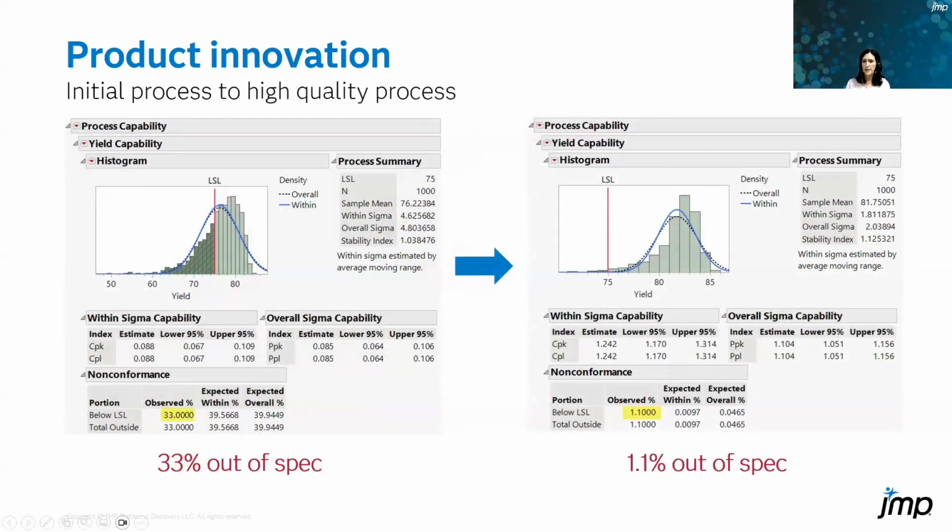Thankfully, JMP has added a feature to the prediction profiler called the Design Space Profiler. It can help us quickly get from a messy and incapable initial process, like on the left here, to a stable and capable process, like on the right, in a structured and repeatable way. So let's walk through how this process works.